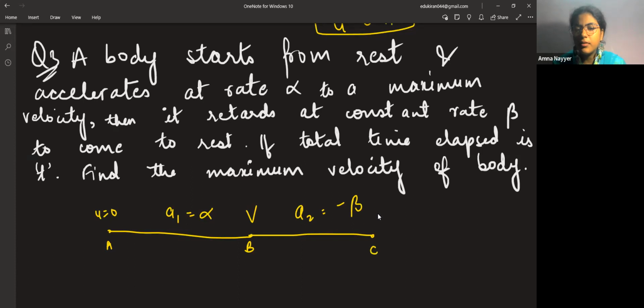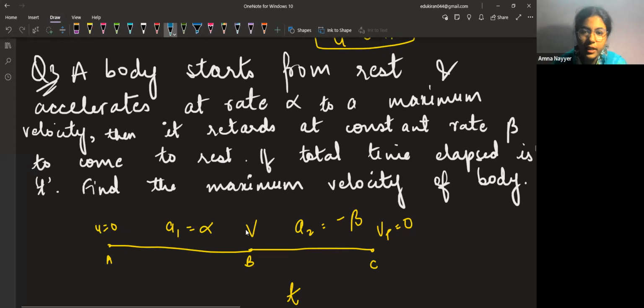So finally this V final is 0. The entire time that has elapsed between these, this is T, total time. Then it is saying find this. This is your unknown quantity which you have to find. Find this. This is unknown.